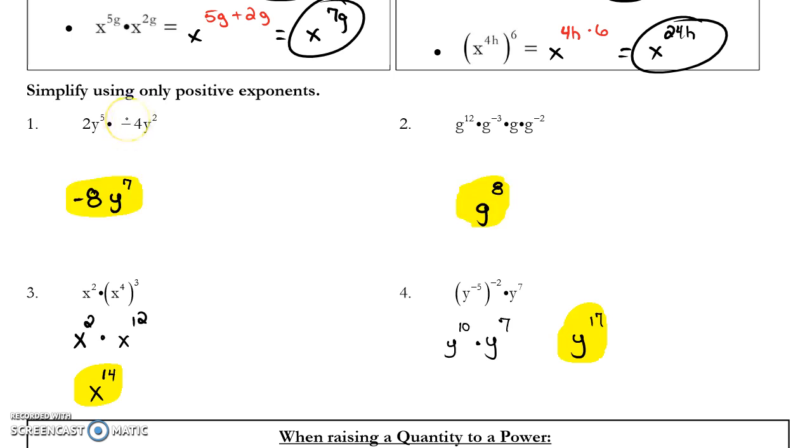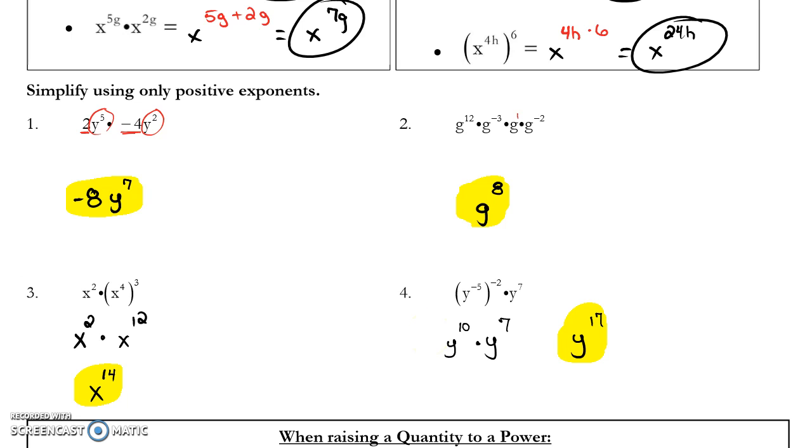So for number 1, it is all multiplication. I can multiply 2 times -4 to get my -8 and multiply y to the 5th times y to the 2nd. Two bases, y appears twice, I add my exponents. I get -8y to the 7th. In number 2, the base appears more than 2 times, but that's kind of the gist of the whole idea. If it's more than once, then you add all your exponents. 12 plus -3 is 9, plus there's a 1 there, is 10, plus -2 is 8.